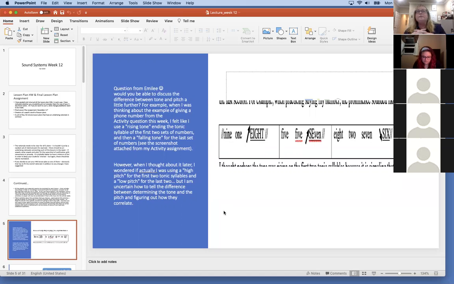So Emily said, could you explain the difference between tone and pitch? For example, when I was thinking about the phone number activity, I felt like I used a rising tone at the end of each of those sets of numbers, and a falling tone at the end. But then afterwards, I wondered if I was actually using a high pitch, not a high tone. So this is a great question because it's the difference between tone choice, so falling and rising movement, or whether you're high, mid, or low, right? So the way she's transcribed it here, 918, that would be a rising tone.